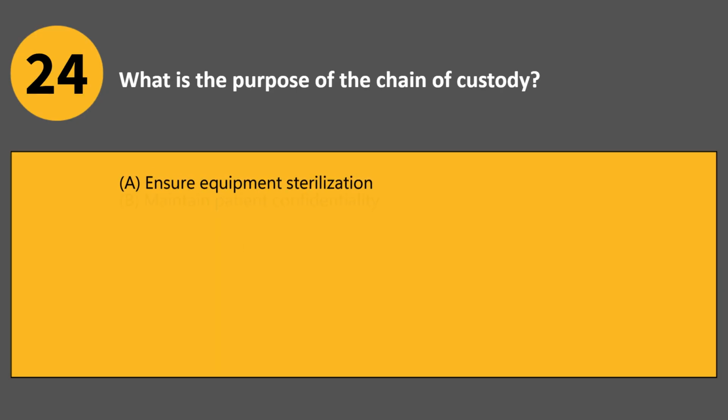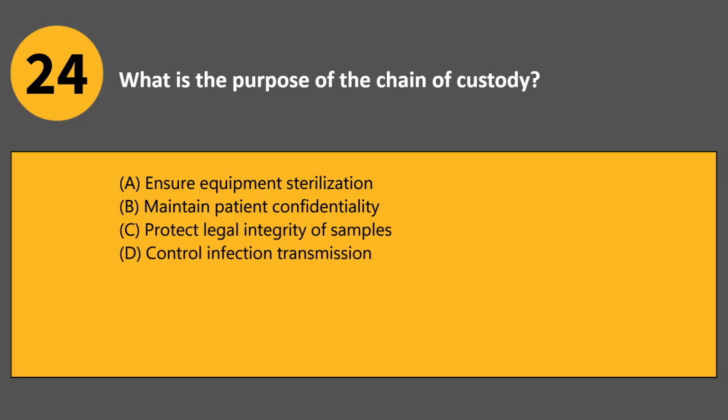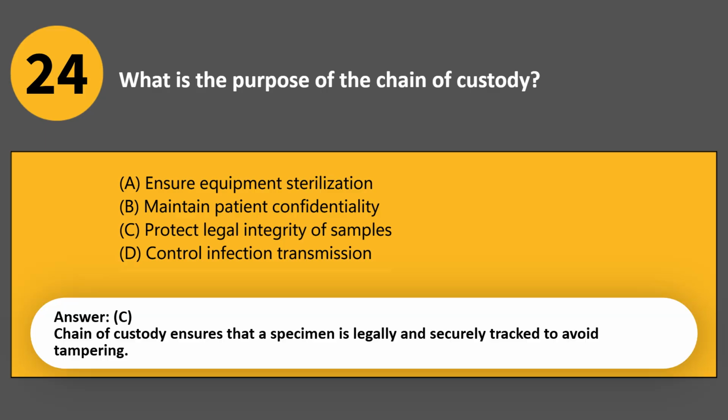What is the purpose of the chain of custody? A. Ensure equipment sterilization. B. Maintain patient confidentiality. C. Protect legal integrity of samples. D. Control infection transmission. Answer: C. Chain of custody ensures that a specimen is legally and securely tracked to avoid tampering.